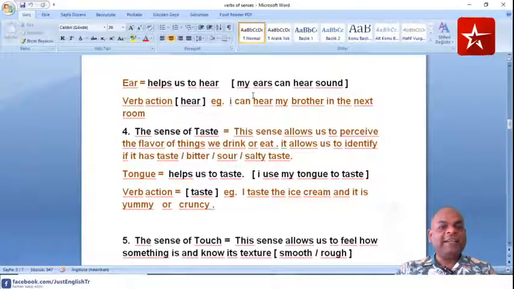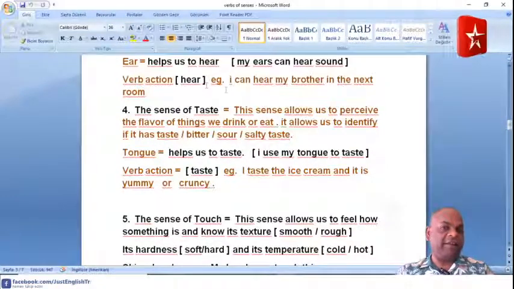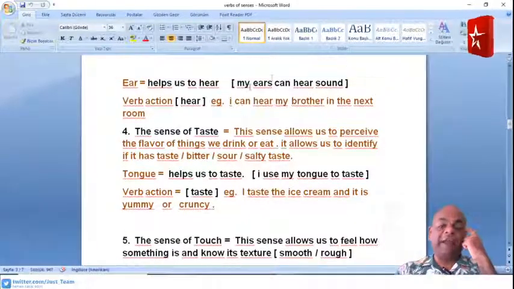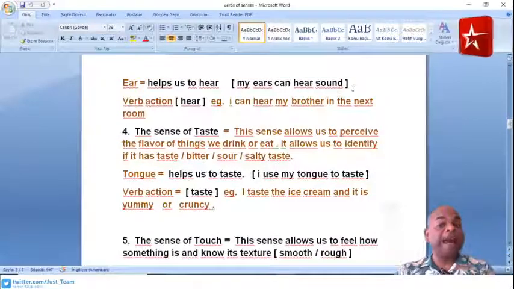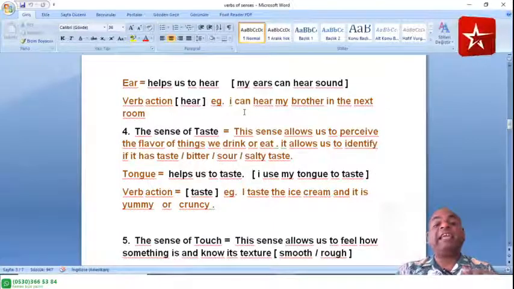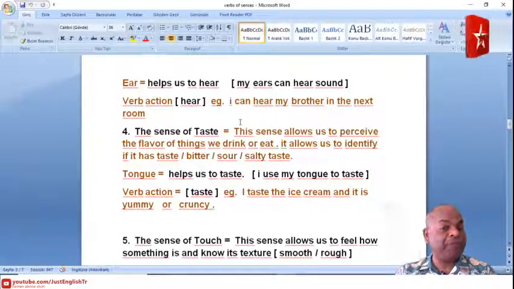Now, you also need to tell me the verb action here. My ears can hear sounds. And our next sentence is, I can hear my brother in the next room.